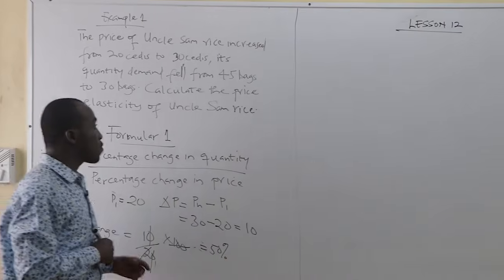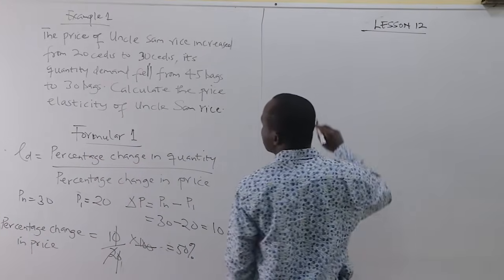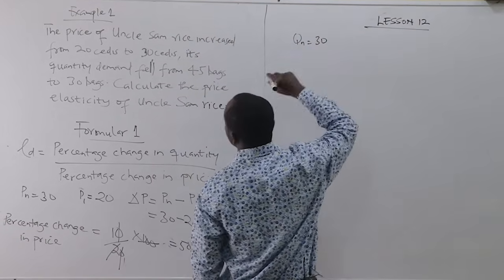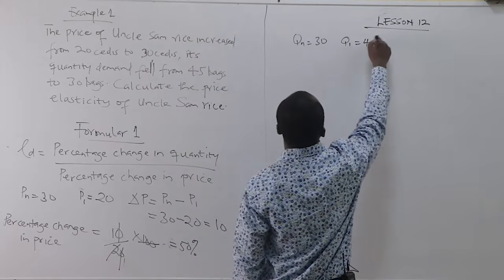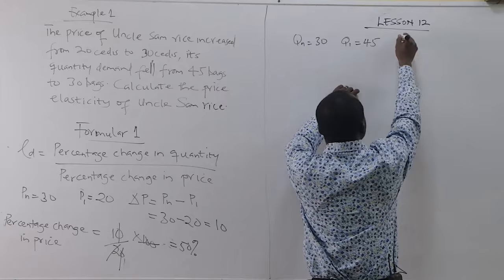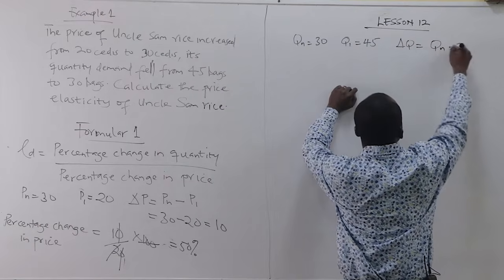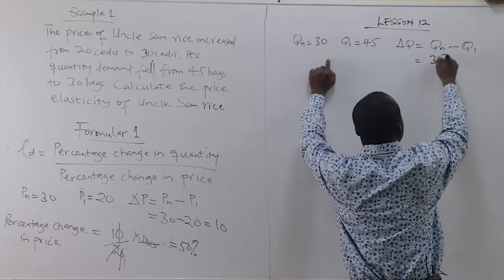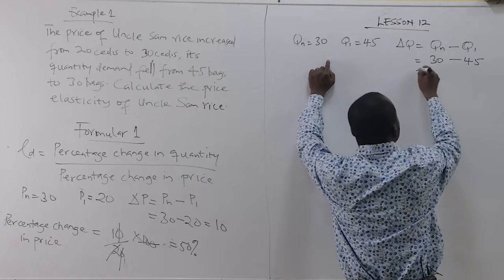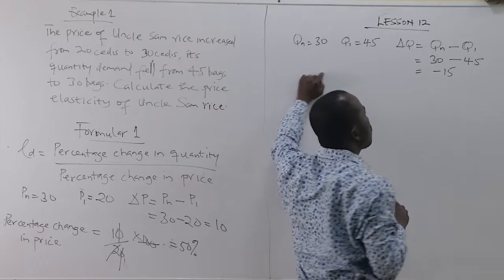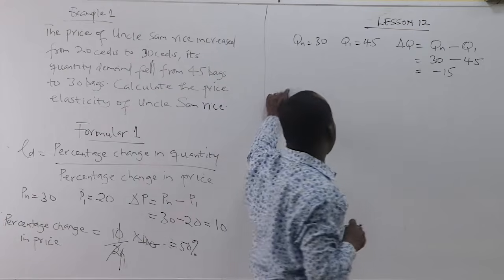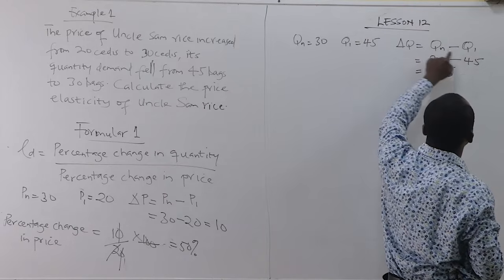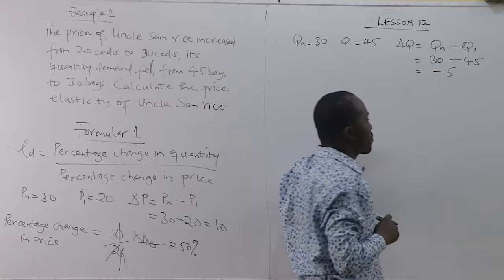Let's find out the percentage change in quantity demanded. What's the new demand? The new demand is 30. The initial demand is what? 45. What's the change in quantity? The change is the new minus initial. What's the new one? 30. What's the initial one? 45. What do you get? Negative 15. So the new quantity is 30. The initial quantity is 45. So what's the change in quantity? Change in quantity is the new quantity minus the initial quantity. That's 30 minus 45. That's the change.